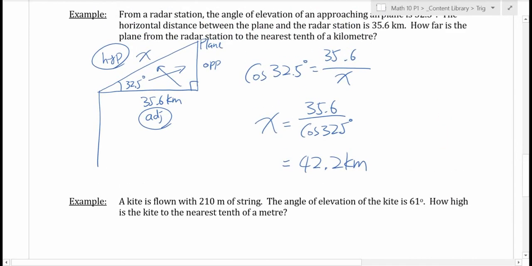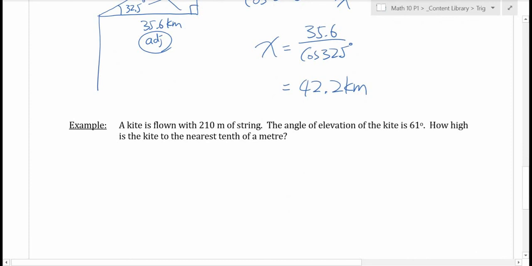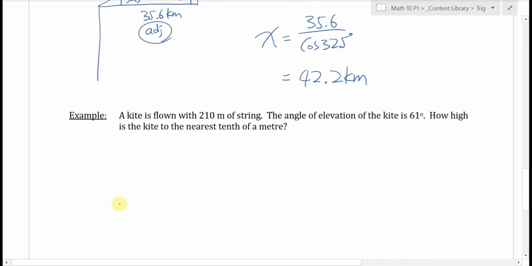Okay, hopefully that's not too bad. So here it says a kite is flown with 210 meters of string. The angle of elevation of the kite is 61 degrees. So here is me, I guess, flying the kite. This is 210 meters. And the angle of elevation is 61 degrees. How high is the kite?